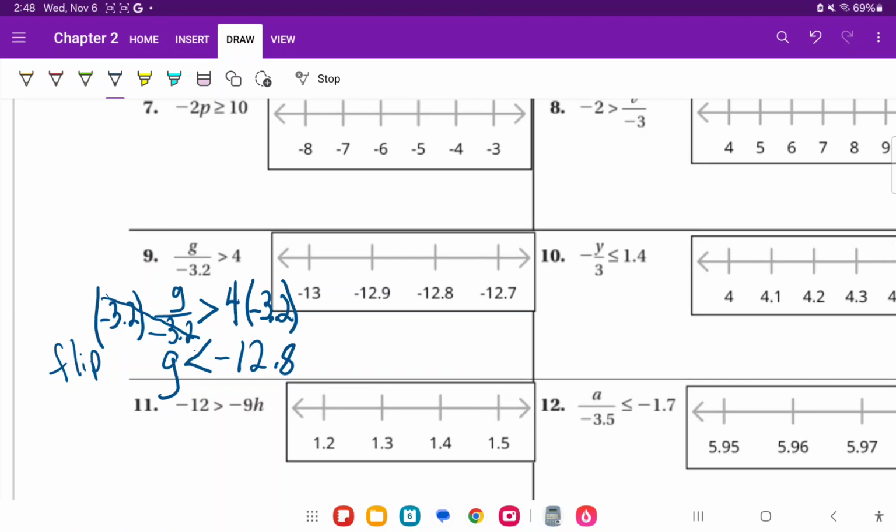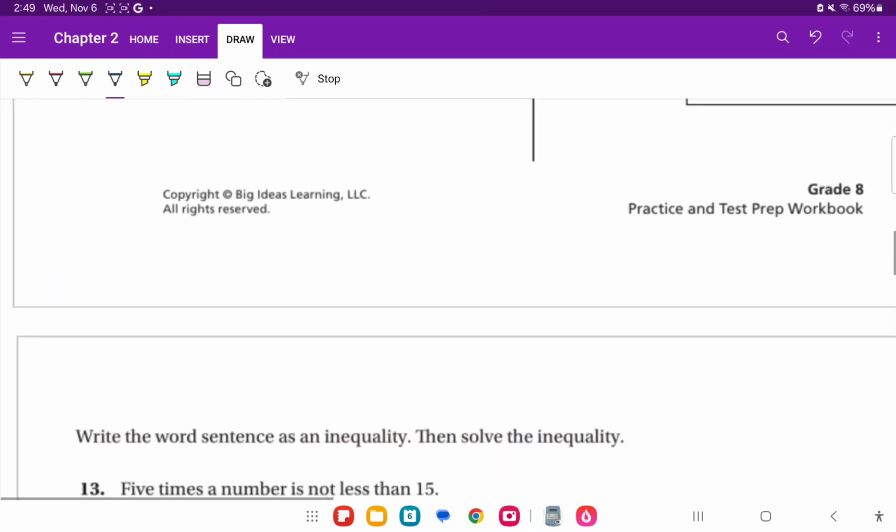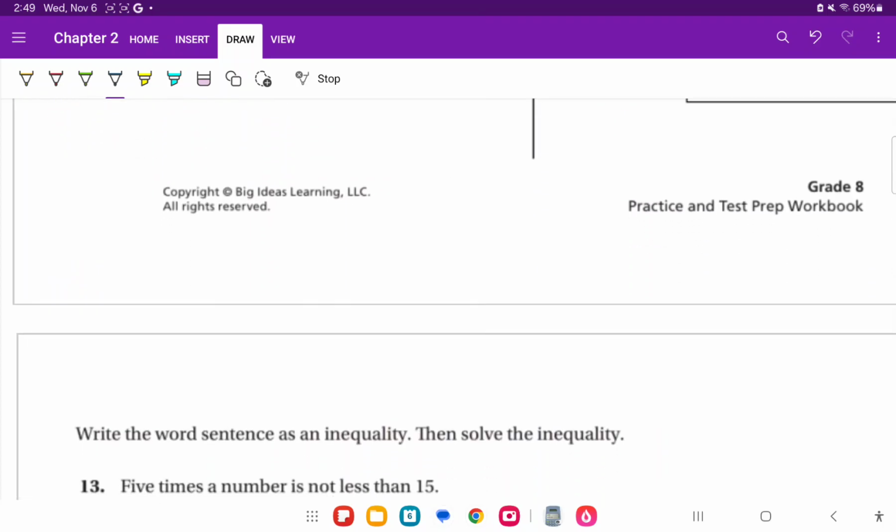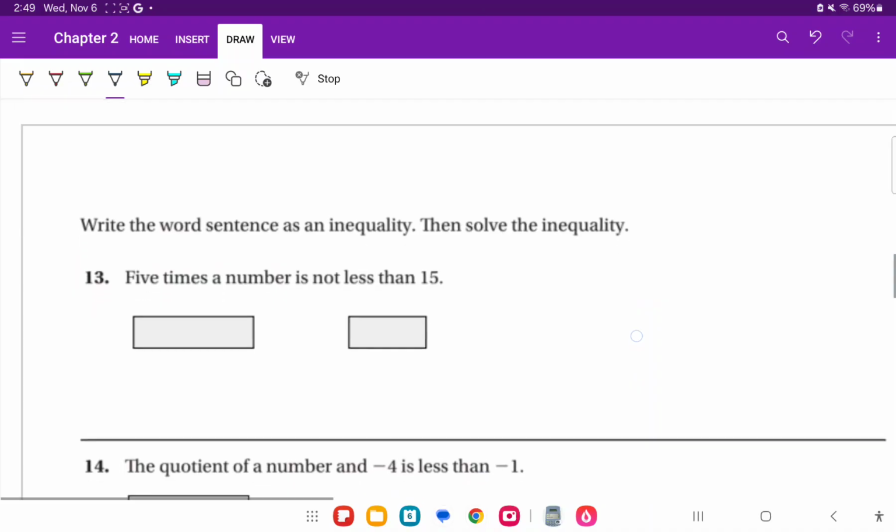All right, so I'm going to put an open circle at negative 12.8, and my arrow goes in the less than direction, which is to the right. Okay, so we've already done ones like 10, 11, and 12. If you have any questions on those, let me know though.